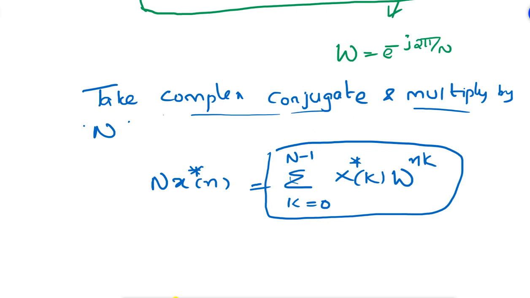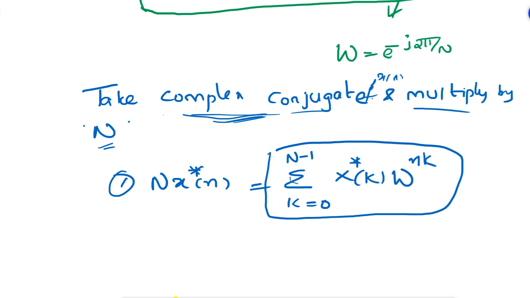Okay, so initially what should we do here? First of all, we defined X of k. But in order to compute IDFT, inverse discrete Fourier transform, we should take the complex conjugate of X of k and multiply by capital N. So this is step one. N into x conjugate of n is equal to sigma k equal to 0 to N minus 1 X conjugate of k W to the power nk.